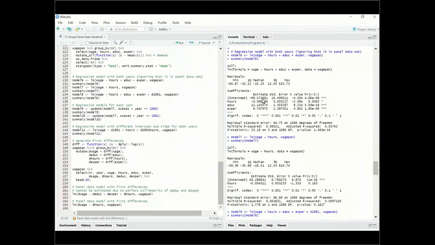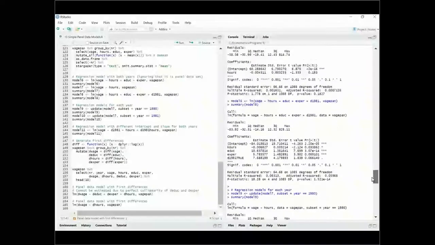Again, that is a model that would be combining and pooling all the data together. In this model here, we see a negative effect of hours on wages. So another model that we can estimate here is just regressing wage on hours itself. So here we see a negative effect, but that effect is not significant, of hours on wages.